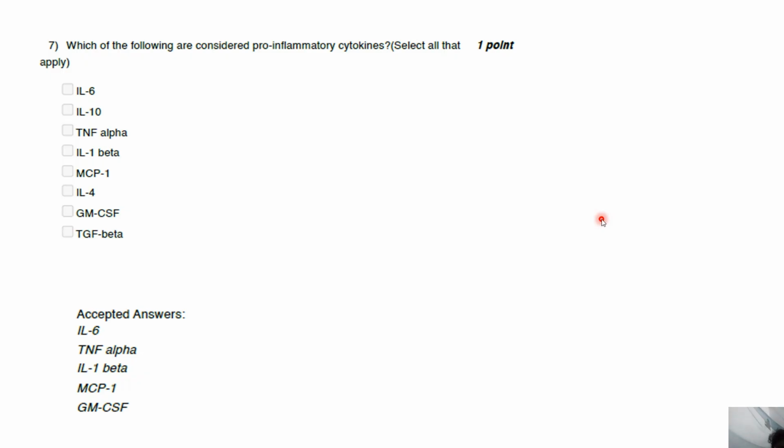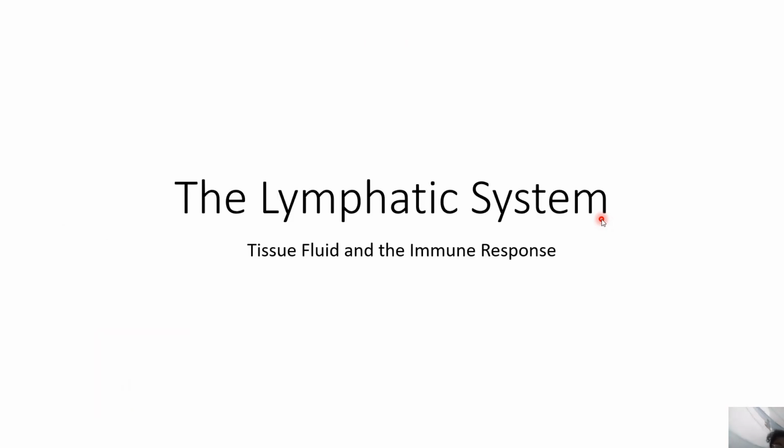IL-4 is anti-inflammatory. It's a Th2 cytokine. It promotes humoral immunity. It inhibits pro-inflammatory Th1 responses. And TGF-beta, transforming growth factor beta, is also not right because it's a potent immunosuppressive cytokine. It regulates immune tolerance, inhibits T cell and macrophage activation.